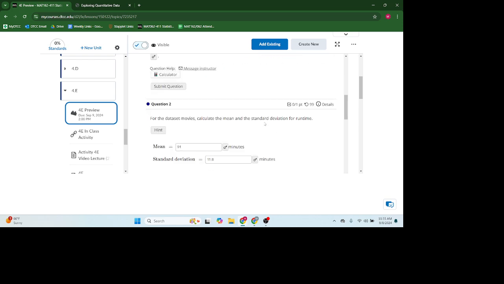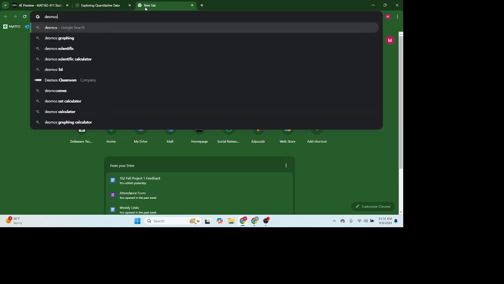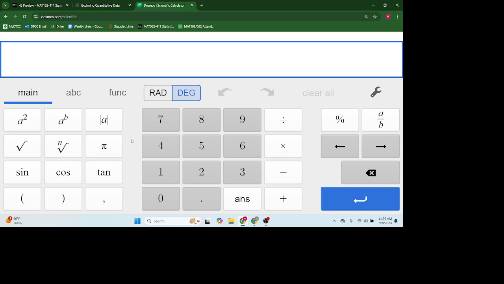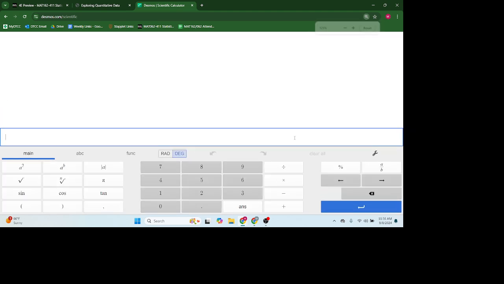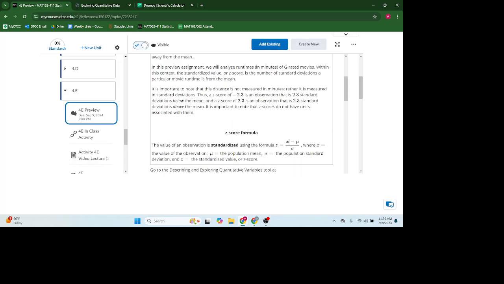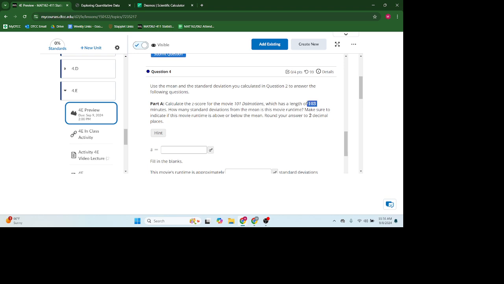For this first one, I think once you see an example, it'll make a little more sense. We have a z-score to find for the movie 101 Dalmatians, which has a length of 103 minutes. It asks how many standard deviations from the mean this value is. I'm going to open up the Desmos calculator app, and you can just Google it. The first thing that comes up is the Desmos calculator app, and I'm going to follow their formula for calculating the z-score. The first part of the formula says you need to take your x value. For this problem, the x value is the amount of minutes, 103 minutes.